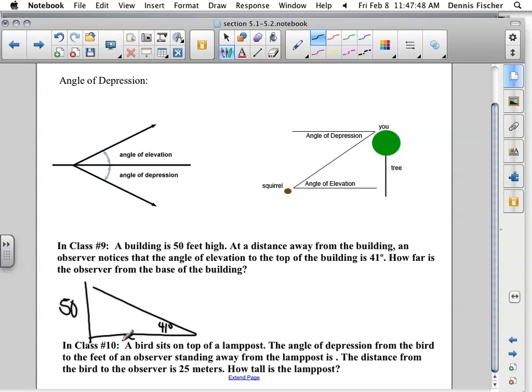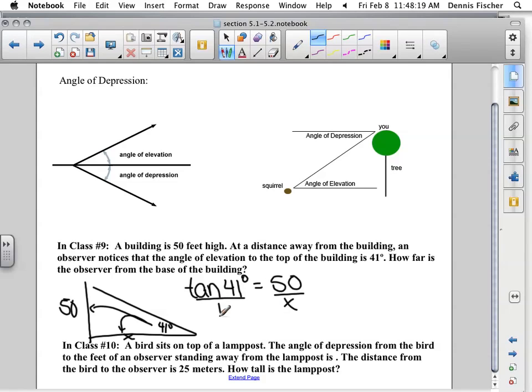Now, what we're looking for is that side. So we look at the side we've been given and the side we're looking for. Opposite and adjacent, okay? So you have to do tangent. Opposite, adjacent, so we're going to use the function tangent because that's opposite and adjacent. So we're going to say tangent of 41 degrees equals 50 over x, opposite over adjacent.